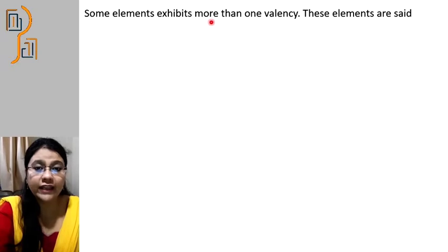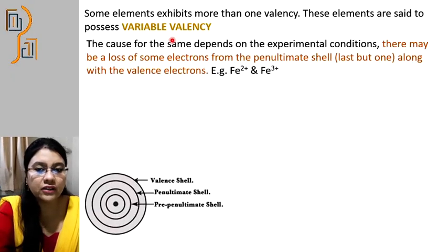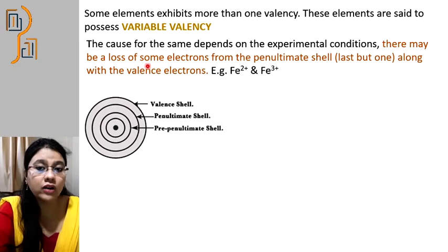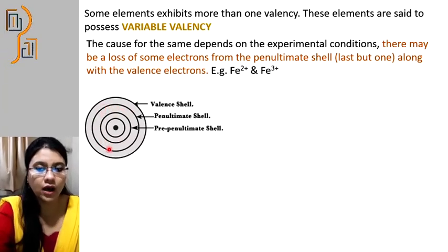Some elements exhibit more than one valency, and these elements are said to possess variable valency. The reason behind this is basically loss of extra electrons from the penultimate shell along with the valence electrons. If you see this figure, the last shell is the valence shell and the shell just before the valence shell is the penultimate shell. When electrons are lost from this penultimate shell along with the electrons from the valence shell, it gives rise to variable valency.